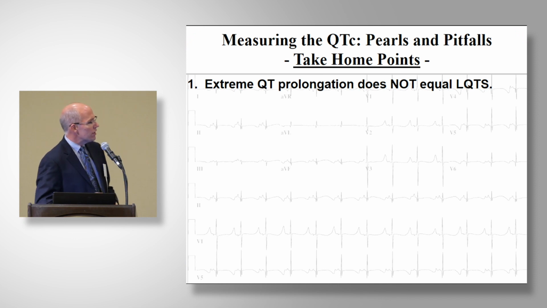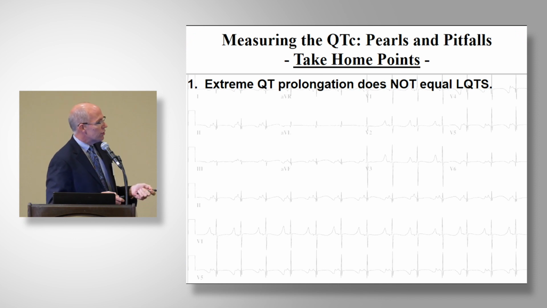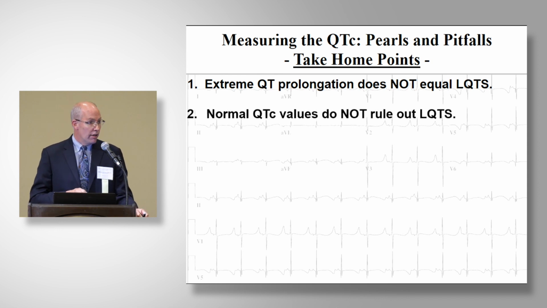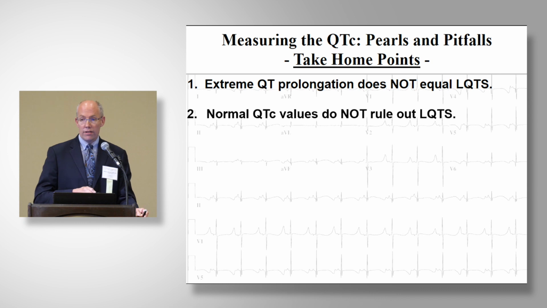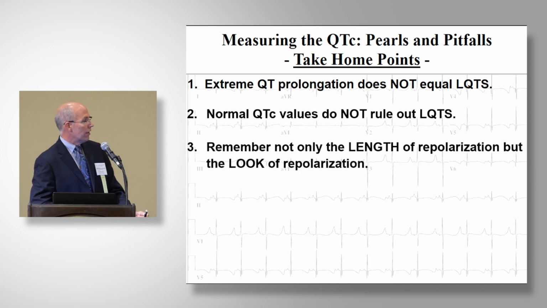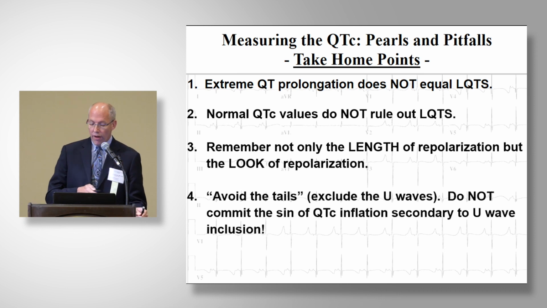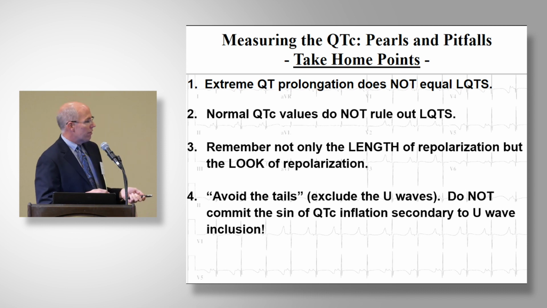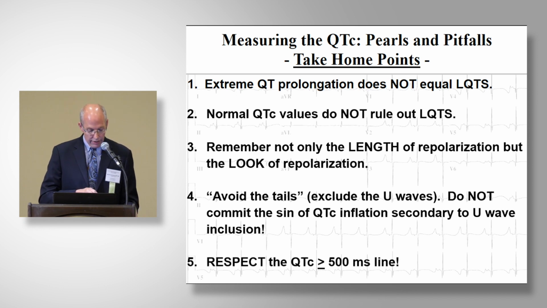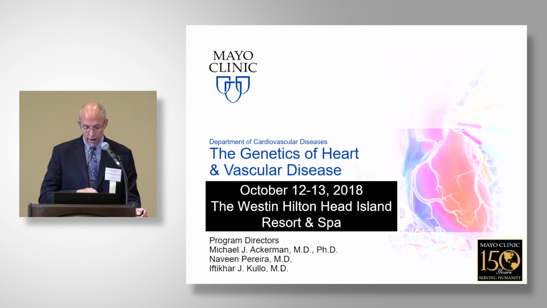So let me leave you with these take-home points. First, extreme QT prolongation does not equal long QT syndrome. Second, normal QTc values don't necessarily rule out long QT syndrome. Third, remember not only the length of repolarization, but the look of repolarization. Avoid the tails, exclude those U waves. Do not commit the sin of QTc inflation secondary to U wave inclusion. And then respect the 500 millisecond line.